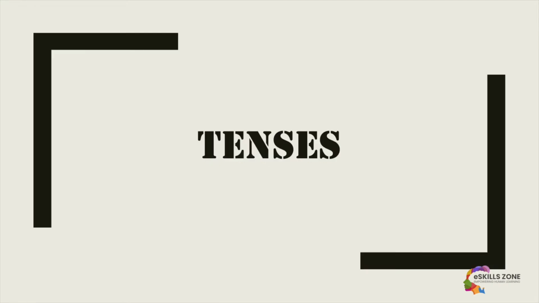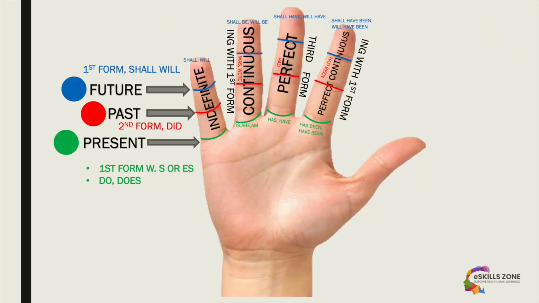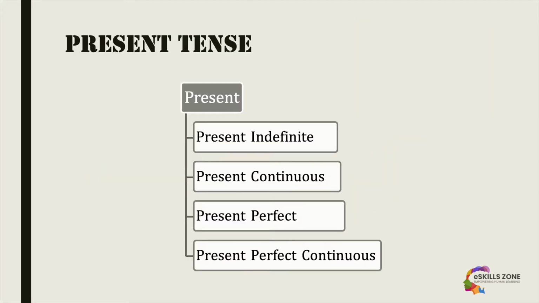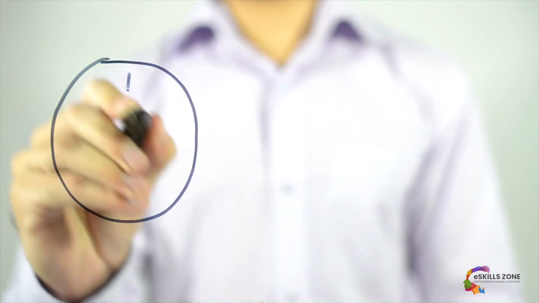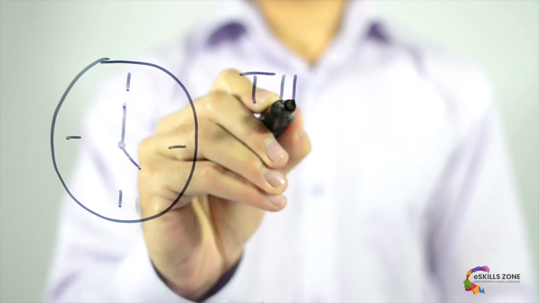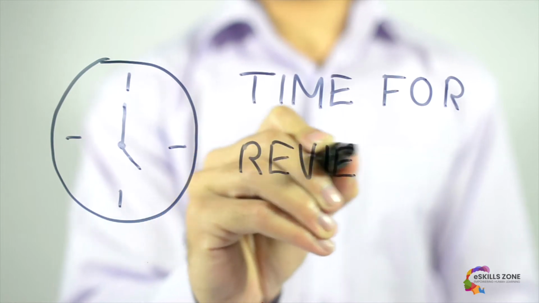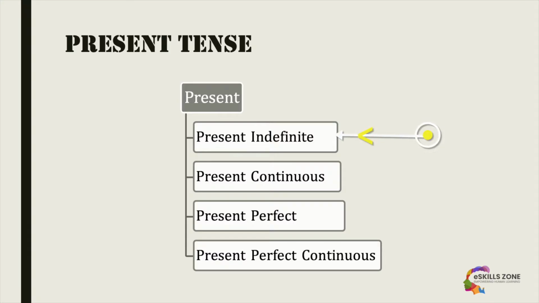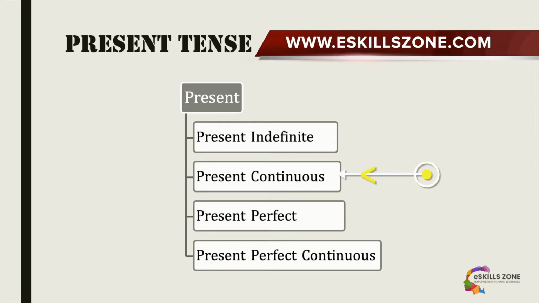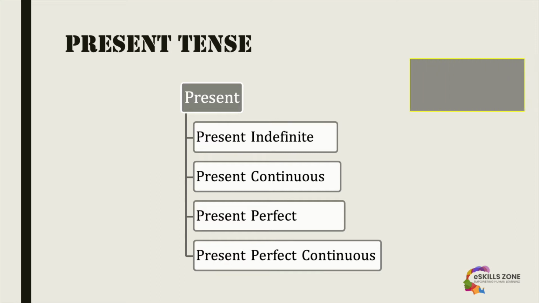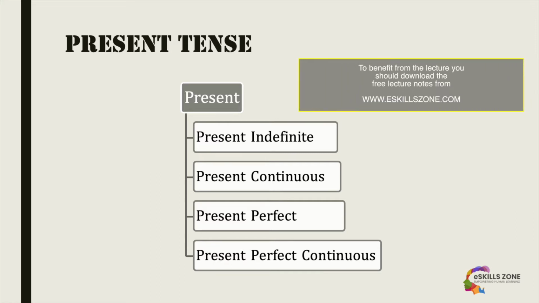Welcome, students. In our previous videos regarding tenses, we were discussing present tenses. Just let me give you a quick recap of what is included in present tense. The first one which we discussed was present indefinite, and we did discuss this in detail. Today we will be discussing present continuous in this video, and then there are two more tenses which we will cover in the later videos, which are present perfect and the other one is present perfect continuous.